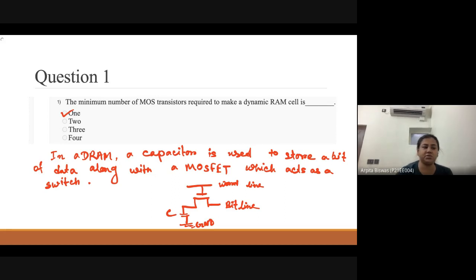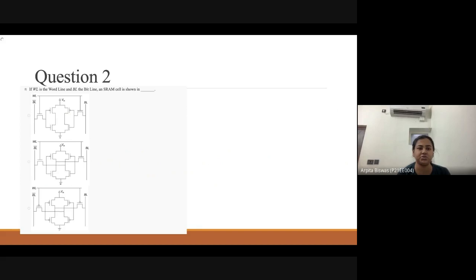So let's move toward the second question. This is question number 2. If WL is a word line and BL is the bit line, and an SRAM cell is shown, carefully see the three circuits and try to get the answer. WL represents the word line and BL represents the bit line. Then how is SRAM defined?